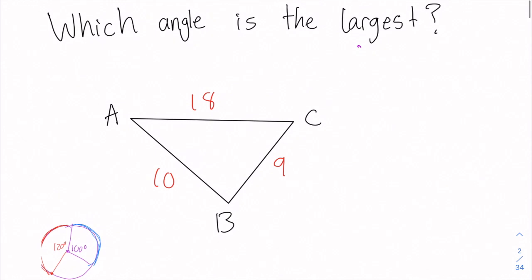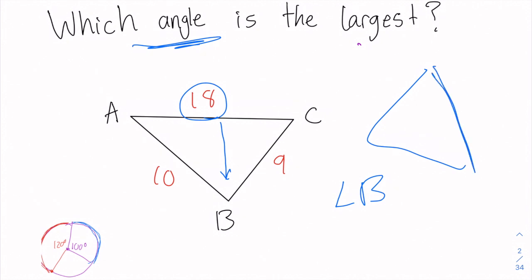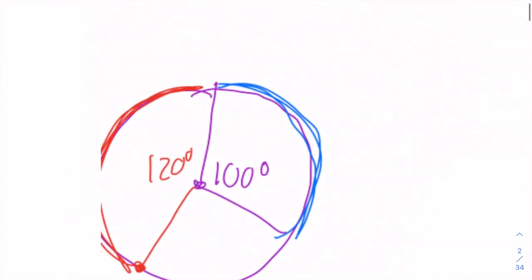Next example. Which angle is the largest? Okay? So again, the angle that's opposite the largest side will be the largest angle. Okay? So in this case, just like a reminder, the more something opens up, the larger the side will be, right? If it opens up small, it's a small side. Okay, similar here, check this out.